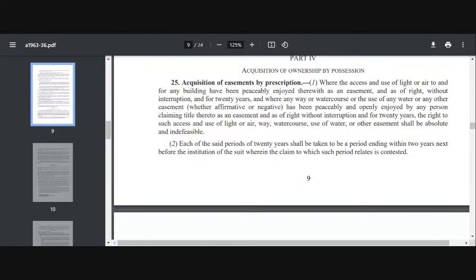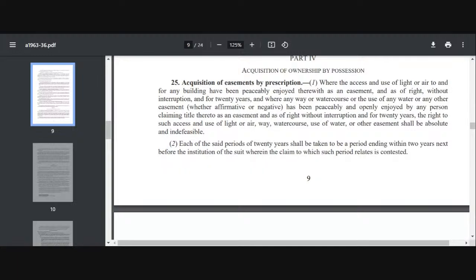और इफ यू हैव अ वे और अ वाटर कोर्स, तो पहले मैंने लाइट और एयर की बात की, अब हम बात करेंगे वे एंड वाटर कोर्स का। अगर हम एक रास्ता ले रहे हैं जो हम काफी दिन से यूज कर रहे हैं, या एक वाटर कोर्स को हम काफी दिन से यूज कर रहे हैं, या एनी यूज ऑफ वाटर और एनी अदर ईजमेंट जो हमने पीसफुली और ओपनली इंजॉय किया है और किसी ने क्लेम भी नहीं करा इतने दिनों तक, और हम उसे एंजॉय कर रहे हैं एज एन ईजमेंट एज ऑफ राइट एंड विदाउट इंटरप्शन फॉर अ पीरियड ऑफ 20 years, then that right to way or that right to water course is also becoming absolute and indefeasible, right?